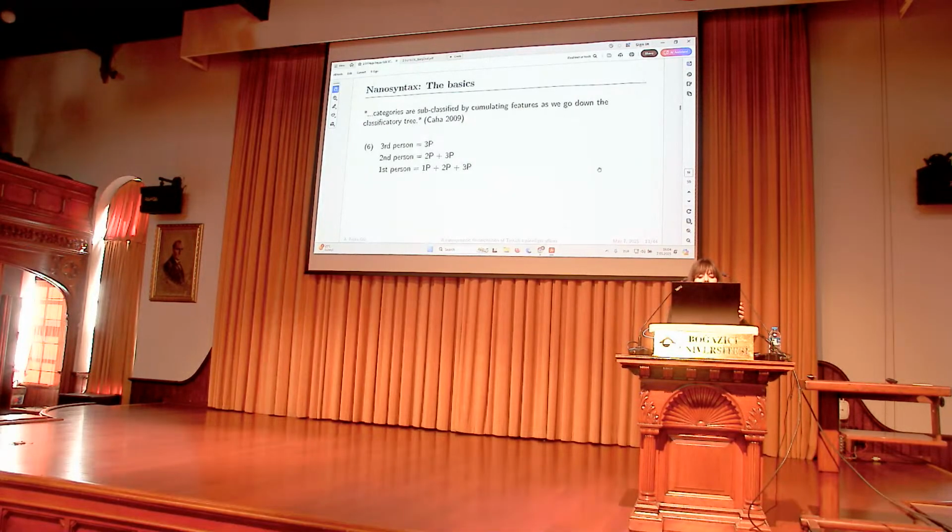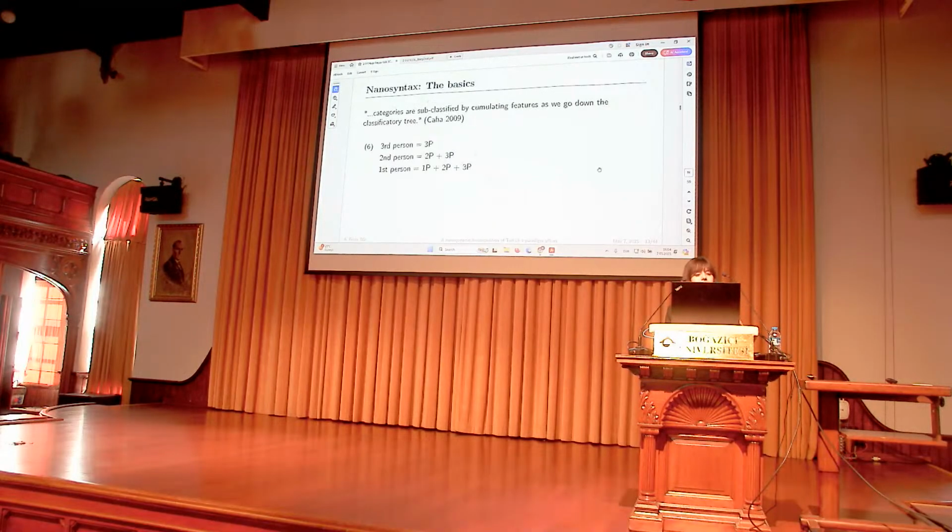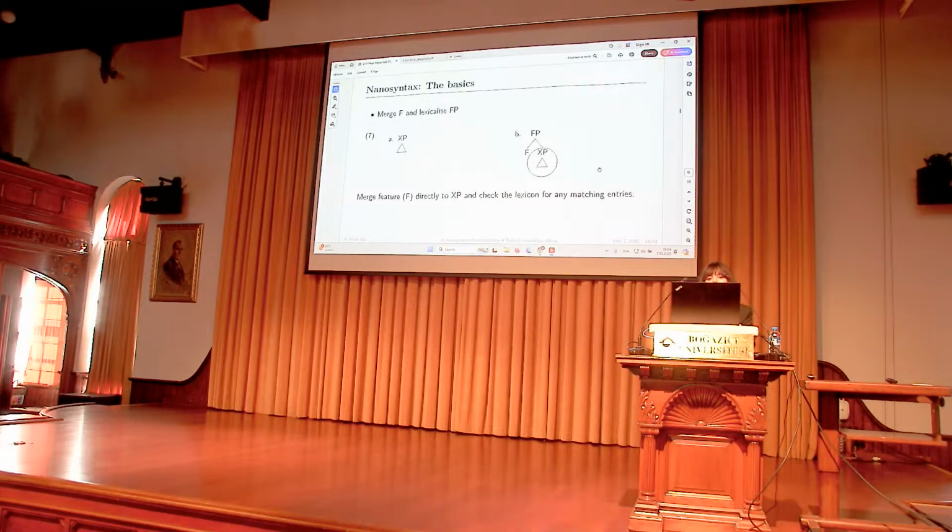Another thing to keep in mind is that these features are merged one by one in accordance with their position in the hierarchy and through the syntactic operations proposed by Stark. The algorithm itself consists of 4 basic steps, which I will be explaining in order. The first step is, so you have a feature, what you do with it is you merge it and try to lexicalize. And by lexicalize, I mean you check the lexicon and see if there are any matching entries.